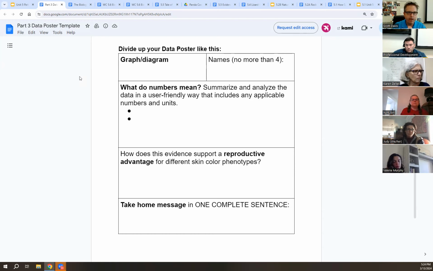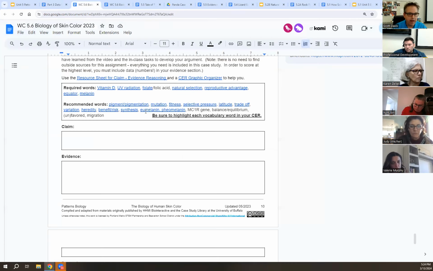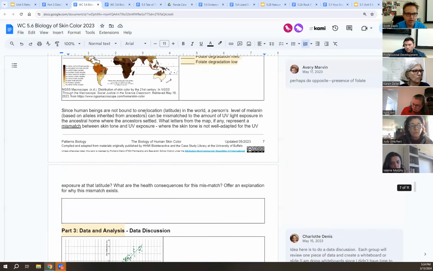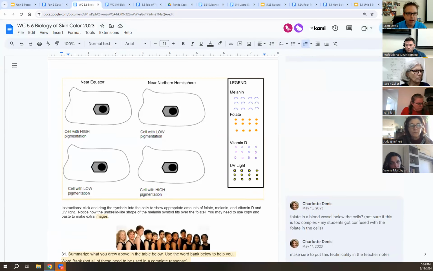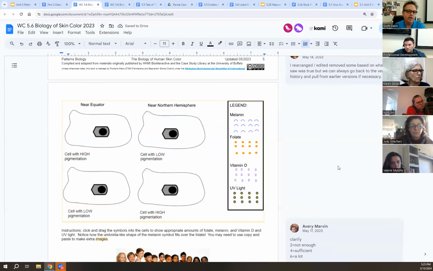And like Jason was showing, we have interactive components where they actually look at different skin cells with different amounts of melanin, and they drag and drop vitamin D or folate into those cells, which is kind of a nice way for them to really start thinking about, okay, if I have a cell with high pigmentation, what does that mean in terms of the amount of melanin? And the melanin is intentionally shaped so that they can put it over the little orange dot that represents folate, because melanin, like I said before, is representing kind of a little parasol or umbrella that's protecting that folate.